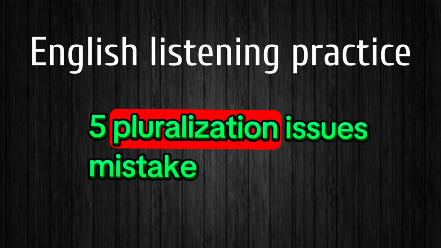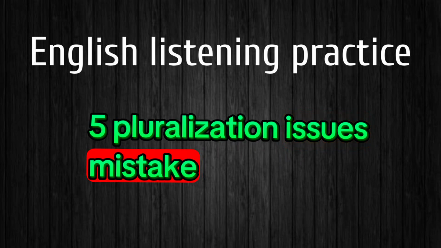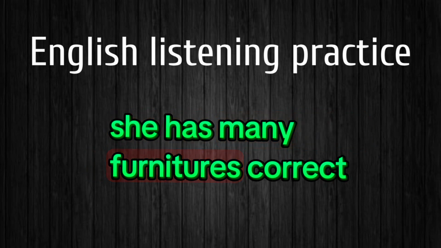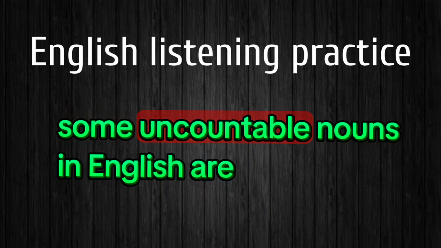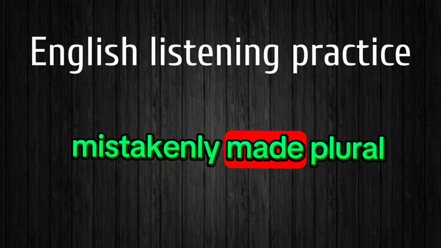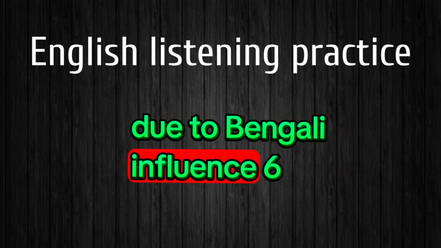5. Pluralization issues. Mistake: She has many furnitures. Correct: She has much furniture. Some uncountable nouns in English are mistakenly made plural due to Bengali influence.